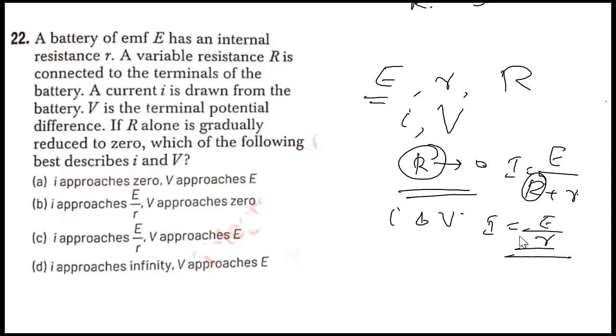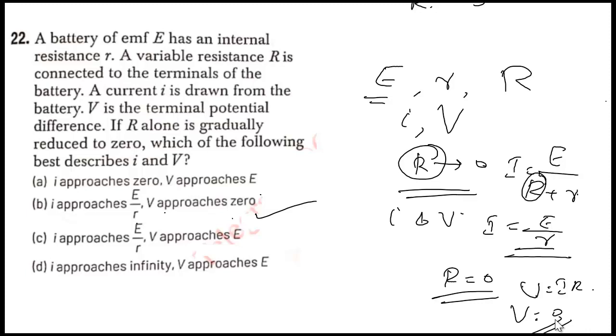So here, I approaches 0, V approaches E. Or I approaches E by r, V approaches 0. Yes, this is the correct one. I approaches E by r, V will be decreasing to 0. How? Because capital R is a value tending to 0. V equals IR. If R is tending to 0, what will be the V value? V will be equal to 0.